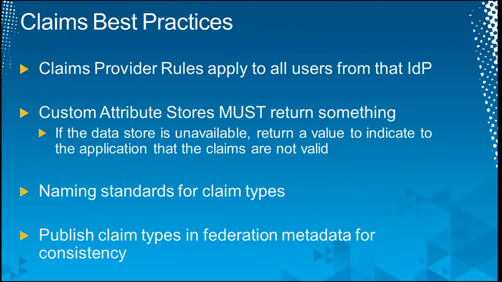So, the practice that we've taken within MSIT is, for a custom attribute store, we mandate that our application developers code their attribute stores such that if the data store that's being called is not available, so I'm calling out to a web service and the server that's hosting that service is down, I want the custom attribute store to still return a value. It has to return something, but I want it to return a value indicating that it couldn't get those claims.